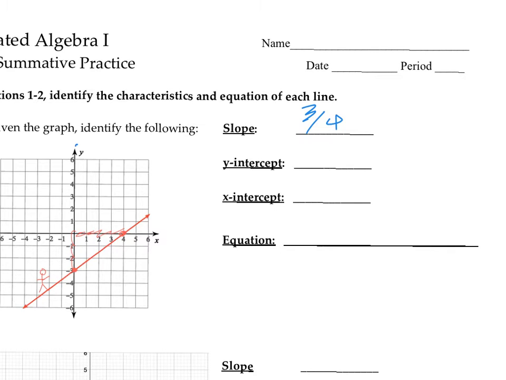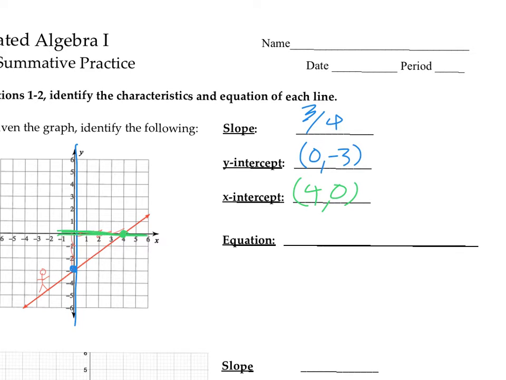Y-intercept is where it crosses the y-axis. Crosses it at -3. That point is (0, -3). X-intercept is where the graph crosses the x-axis. It crosses it right there. So the x-intercept is a point. That point is (4, 0).